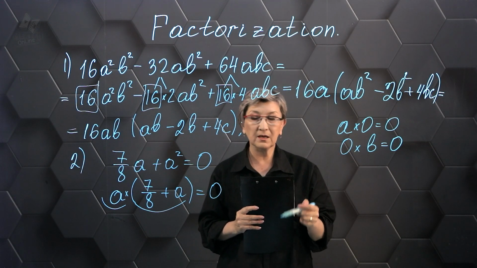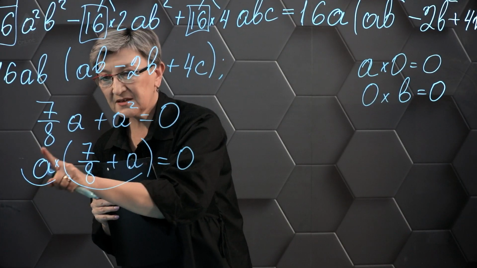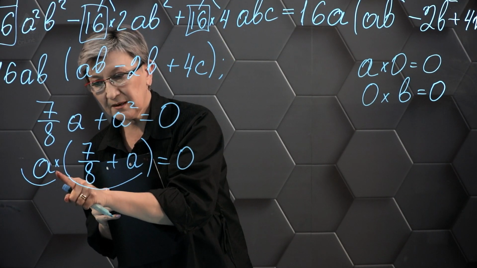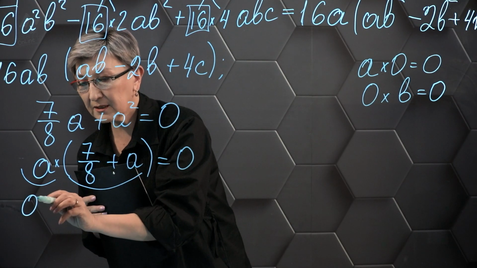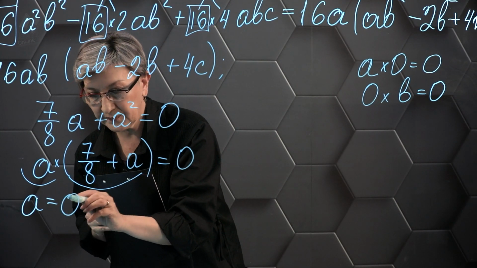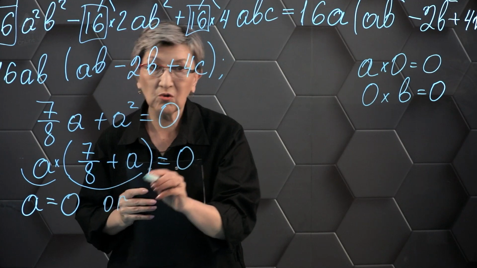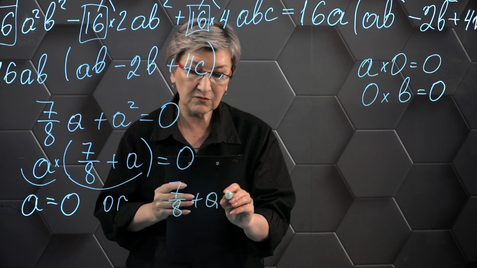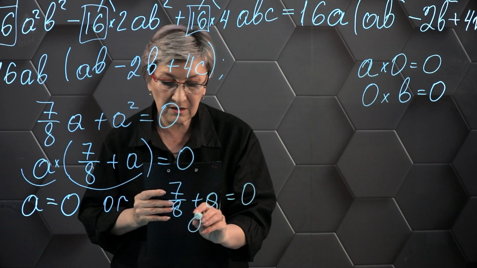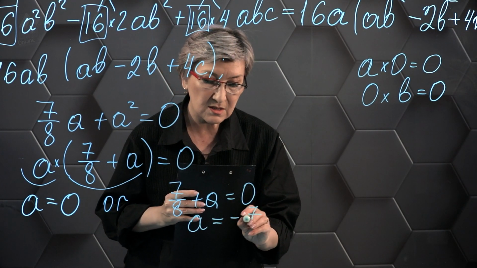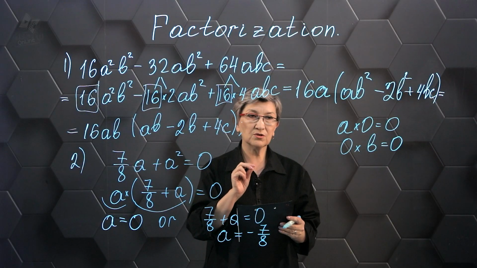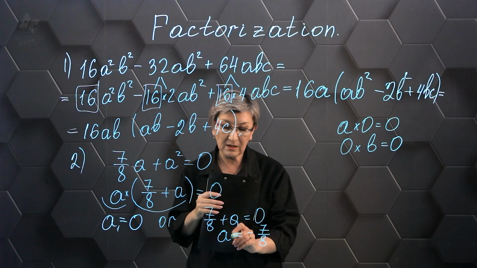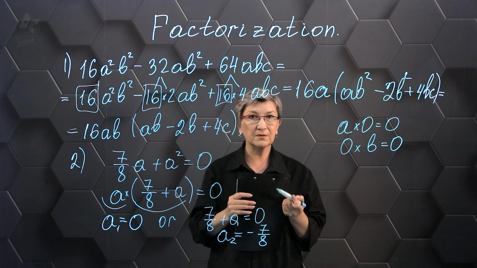Therefore, applying our rule, I can say our product will be equal to 0 when the first factor is equal to 0. Therefore, I write a equals 0. Else, the second is 0: 7/8 plus a equals 0. Then the second equation can be written as a equals minus 7/8. So we have two answers. We can say a1 is 0 and a2 is minus 7/8.